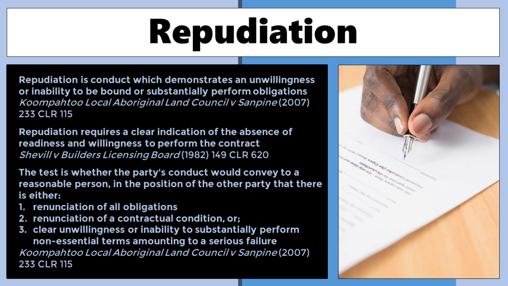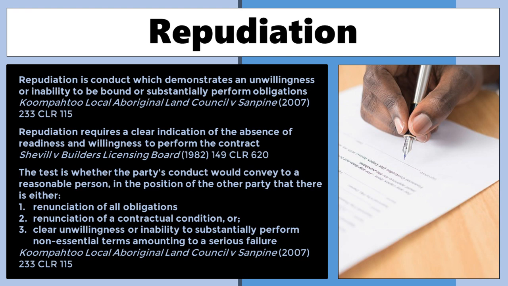So for this test, we've got these two terms, repudiation and anticipatory breach. We'll talk about that in a second. But repudiation, the definition of this, is where, to a reasonable party in the position of the innocent party in this situation, we think that the other side has either renounced all obligations under the contract, or they've renounced that they're going to perform a contractual condition, in other words, a serious term of the contract, or they've demonstrated a clear unwillingness or inability to substantially perform a series of warranties. So a series of small terms that's going to amount to a serious failure.